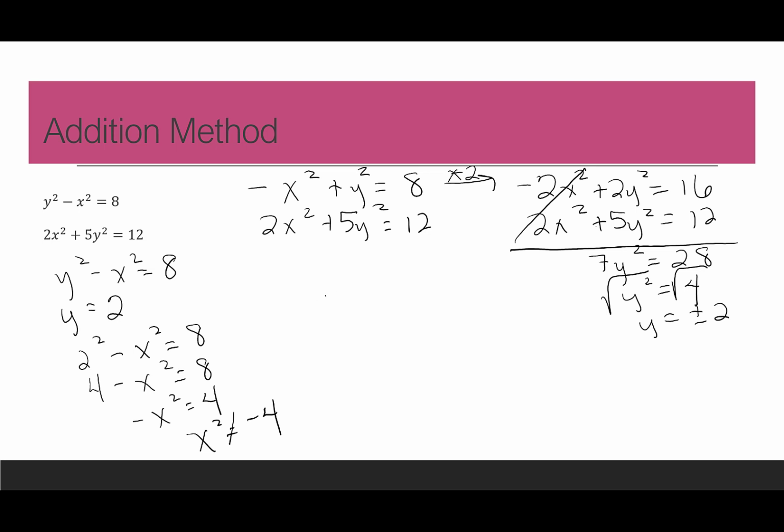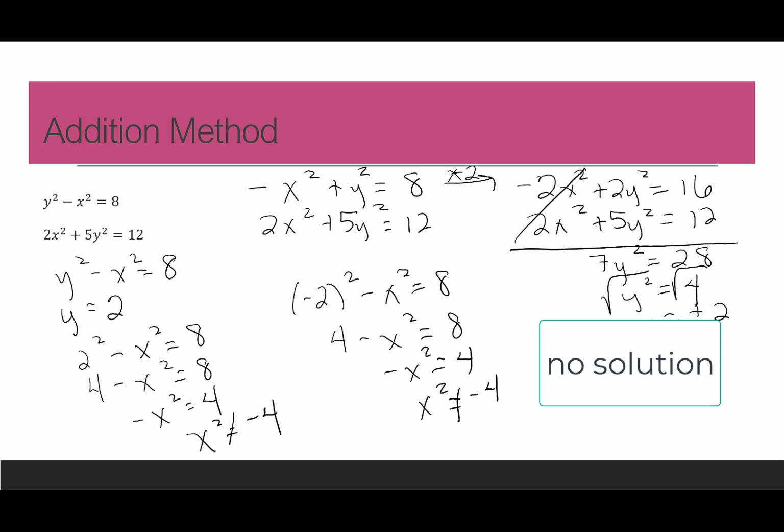If I plugged in the negative 2, I would have negative 2 squared minus x squared is 8. And again, I would run into the same problem, that 4 minus x squared is 8. And that negative x squared is 4, so x squared is negative 4, and that doesn't work either. So what this says to us this time is I don't have a solution. And that doesn't mean that they're parallel, it just means they never touch.